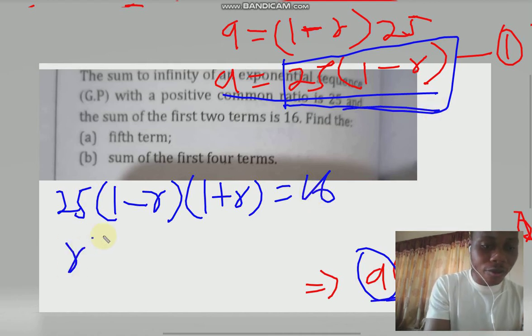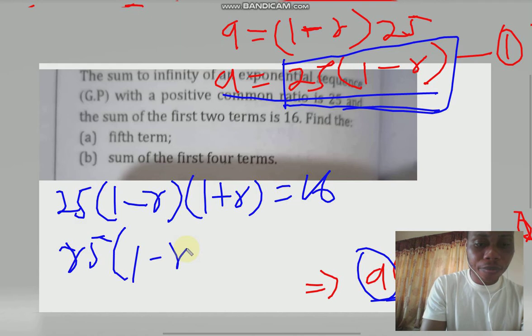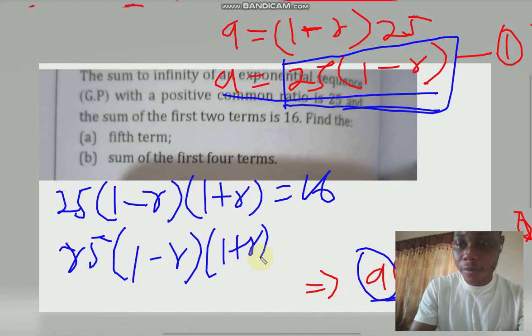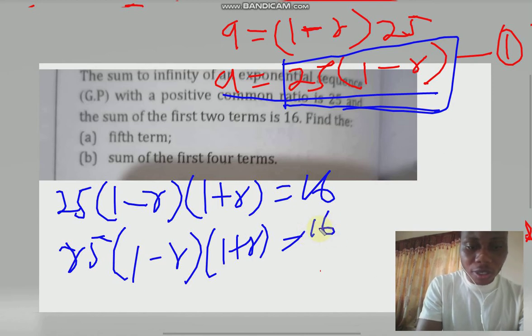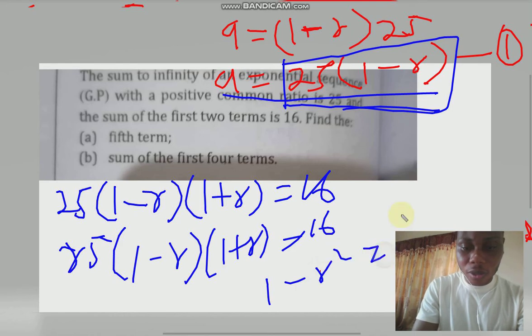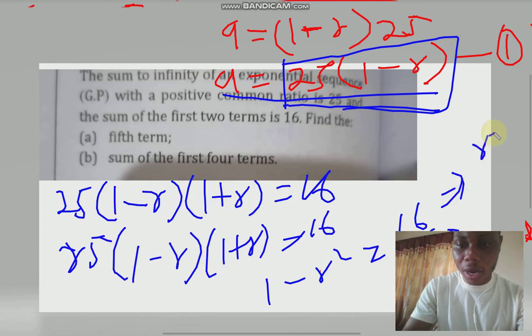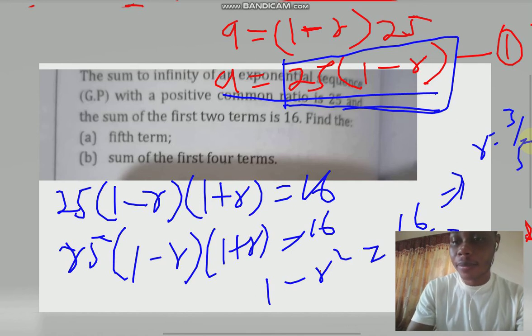If I simplify, I get 25 times 1 minus r multiplied by 1 plus r, which gives 25 times 1 minus r squared equals 16. If we solve, we get r to be 3 on 5. So that's our r.